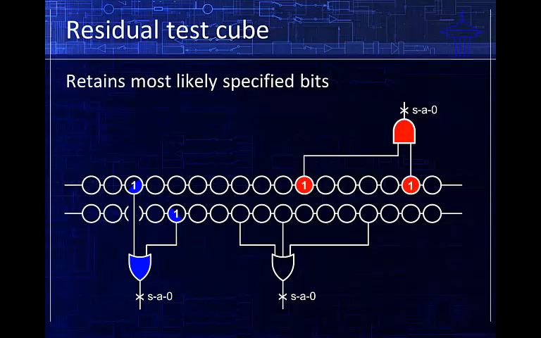A residual test cube for a fault is guaranteed to contain a test cube, but not every vector inside it is a test for that fault. That means that a residual test cube could be used to guide ATPG, but we cannot simply fill the don't care positions at random, which is the case with a standard test cube where every vector inside a test cube is a test for its fault.